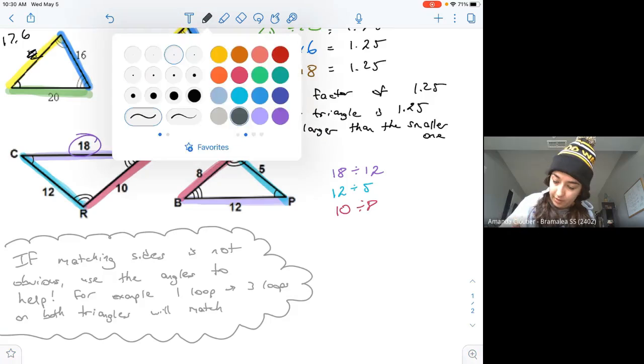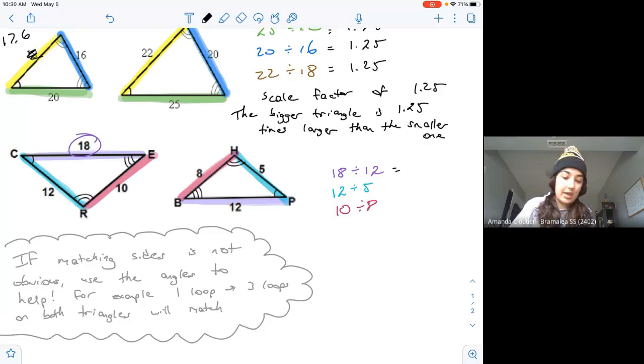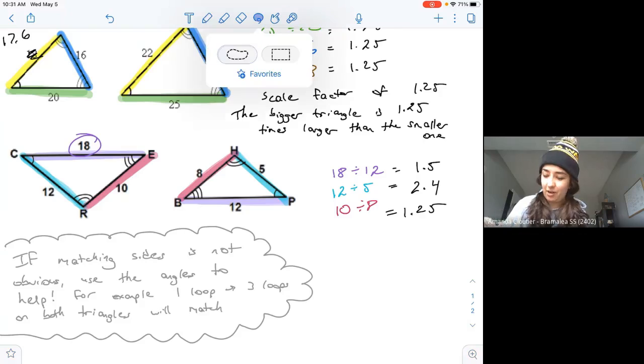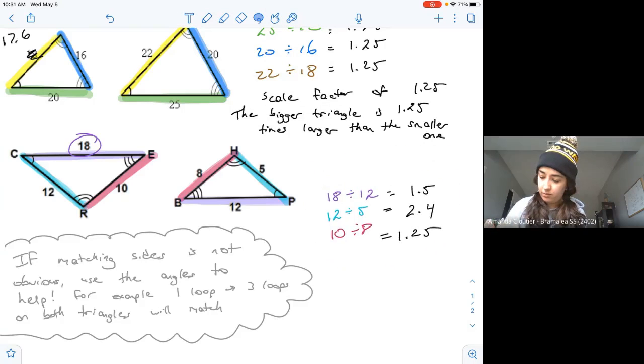Okay, let's do the math on these ones, shall we? 18 divided by 12 is 1.5. 12 divided by 5 is 2.4. And then we have 10 divided by 8. Well, that's 1.25. None of the numbers are the same here. So what does that mean? Does anybody remember what I said? What does that mean if the numbers don't match up?